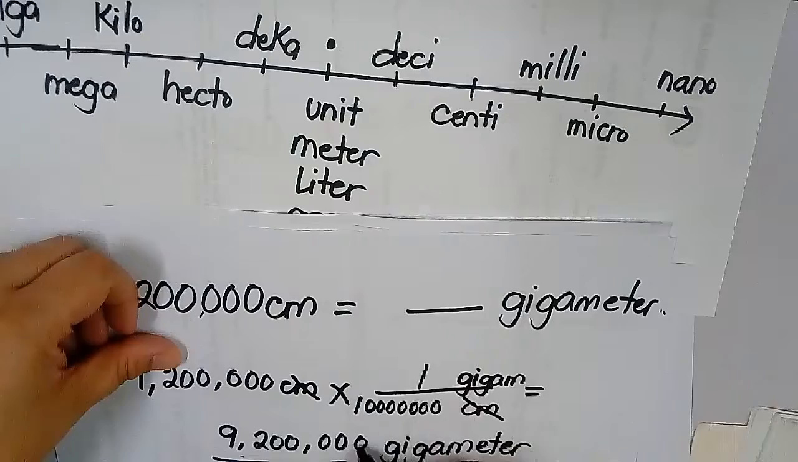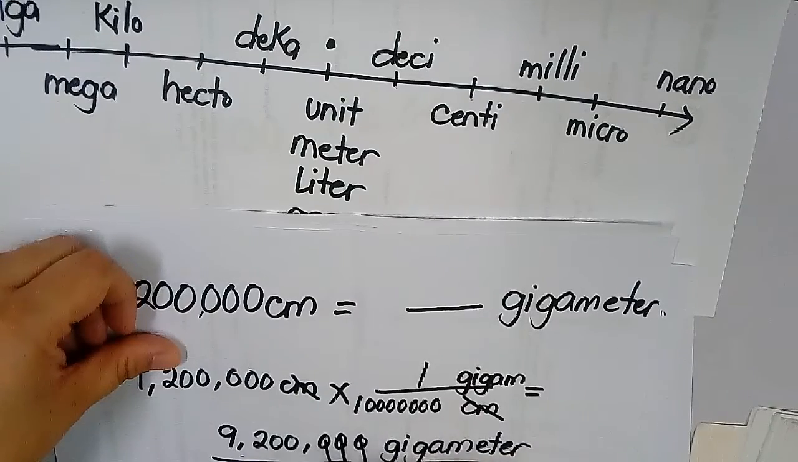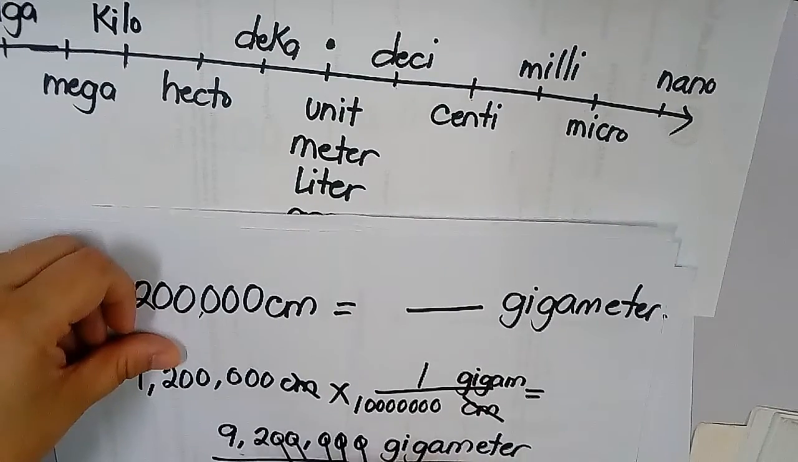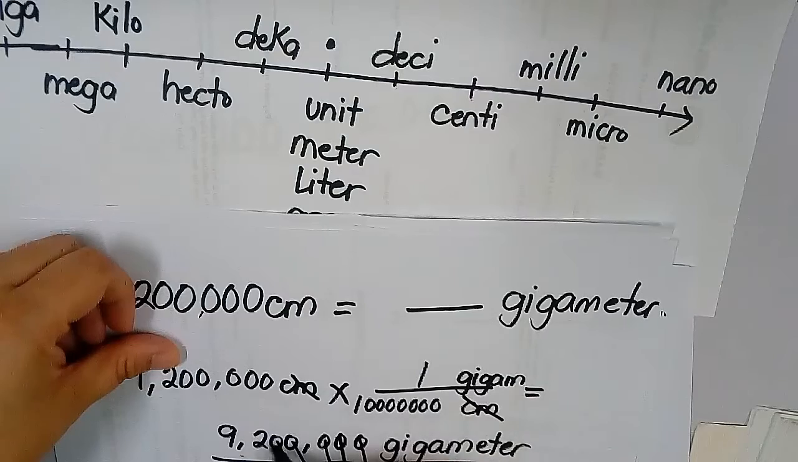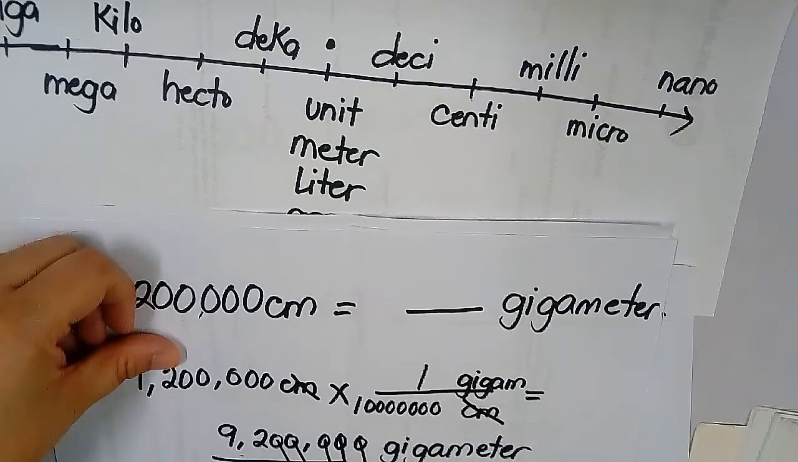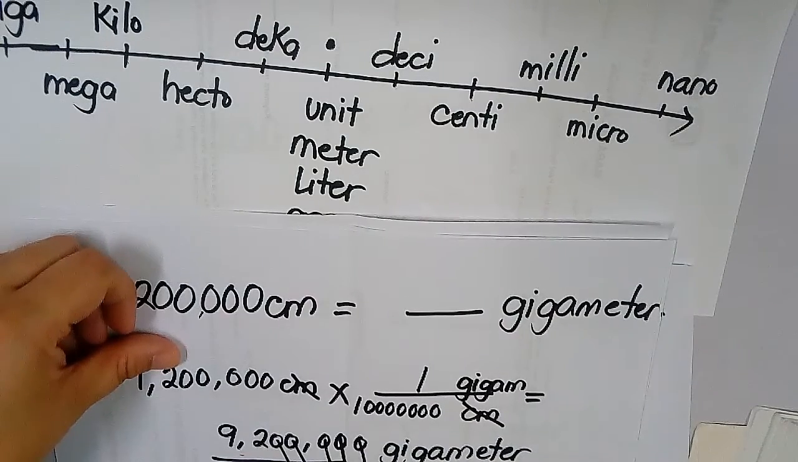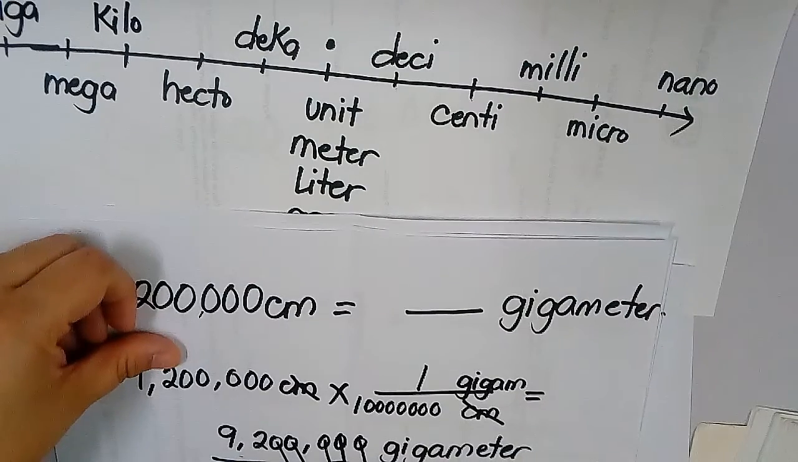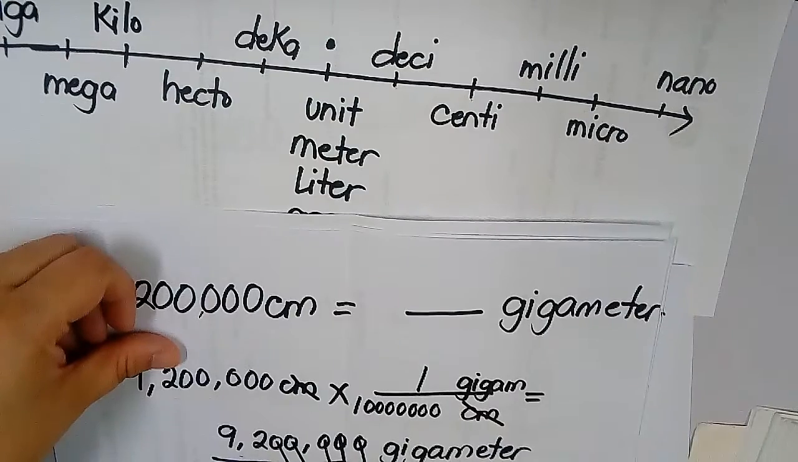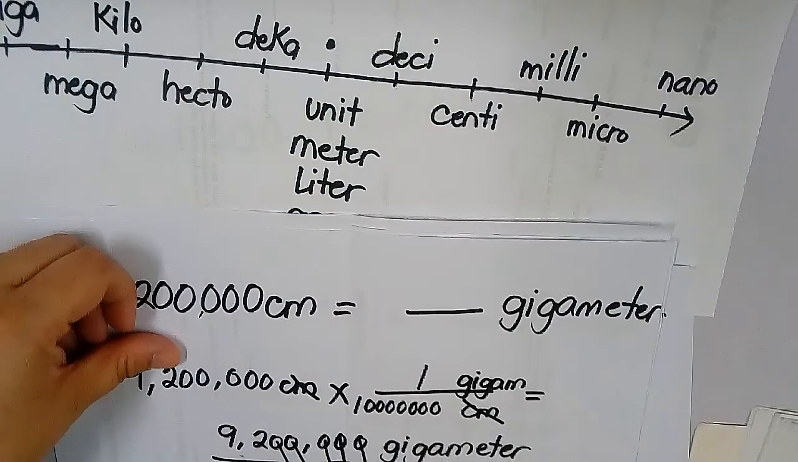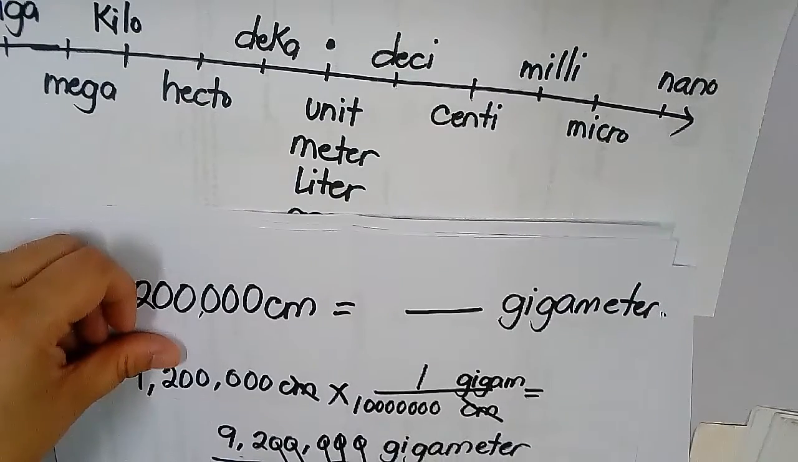Okay, tingnan nga natin. Okay, so 92 divided by 100 na lang. No? So, tingnan natin kung ilan yung number of zeros from 92. So, 1, 2, so, dalawa lang. So, 0.92 gigameter.